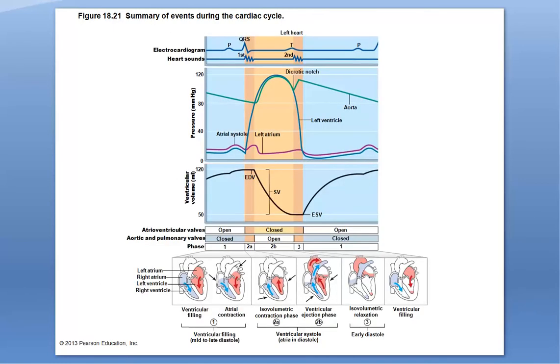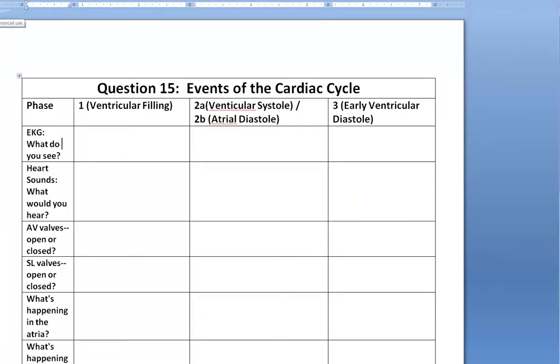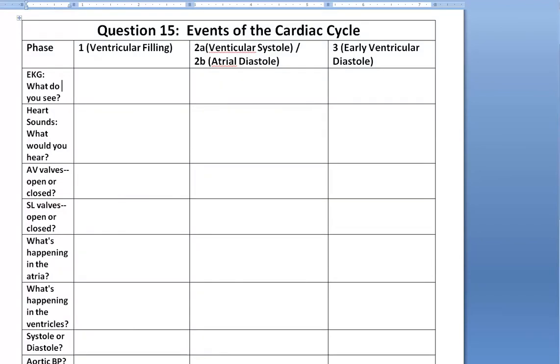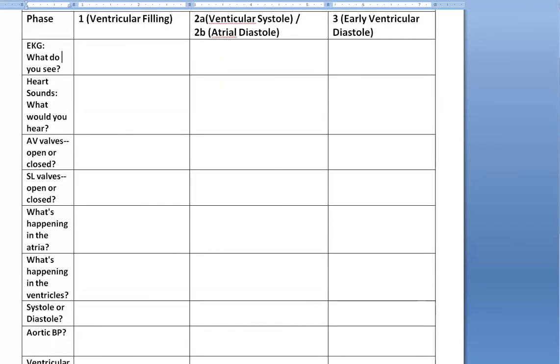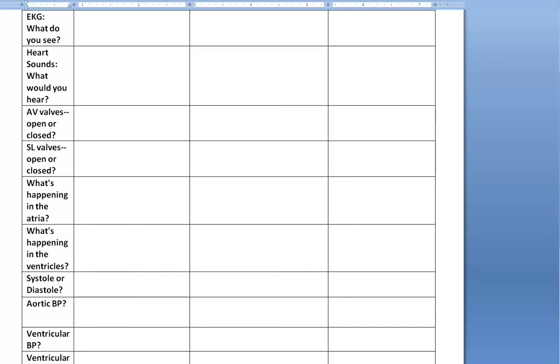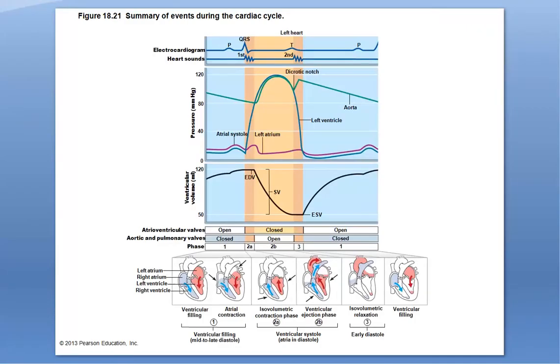So question number 15 is to fill out this chart that you'll be able to find on Blackboard, which asks you to give details of several events that occur during the cardiac cycle as follows.